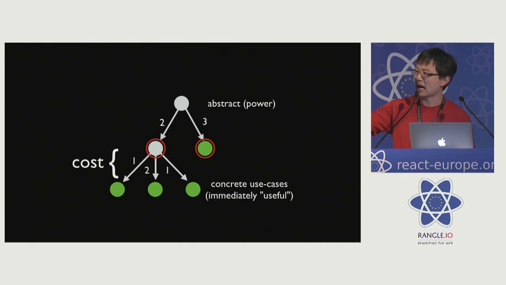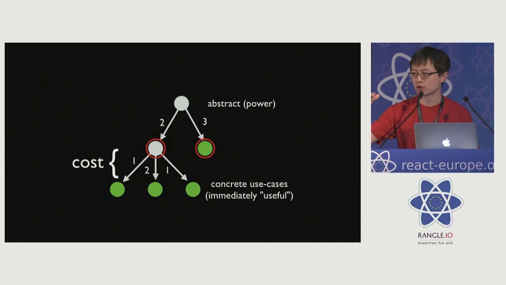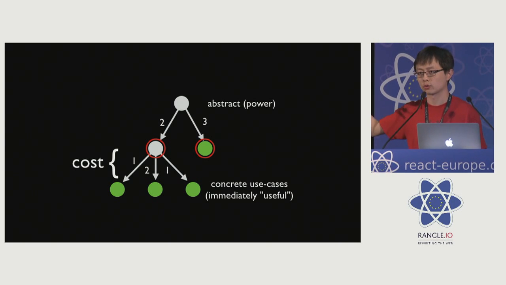At the top level, you have something that's abstract, right? The abstraction allows you to descend each level and get to the concrete use cases, which are the green leaf nodes, which are your actual products. We're all software engineers. Our ultimate goal is not to create abstraction.